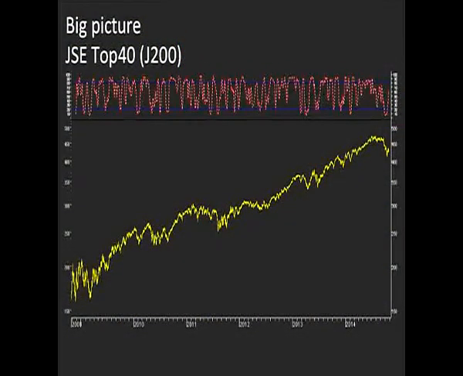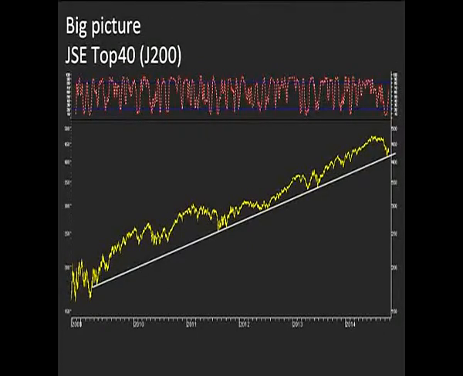What we've got up on the screen at the moment is a long-term chart of the top 40, and I know I showed this same graph last week, but it's just still interesting to keep it in mind. What it shows is this bull market that goes all the way back to the lows of 2009, and you can see how we've tested that rising trend a number of occasions over the last 5 years.